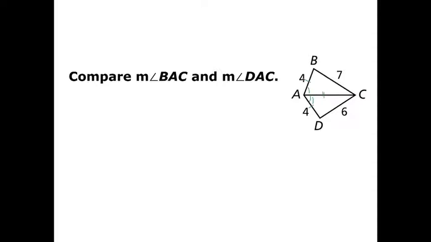So what I have in the first triangle is two sets of sides that are congruent to two sets of sides in the second triangle, and I'm focusing on the two included angles, in this case angle BAC and angle DAC. So what I do is I look opposite those angles. Opposite the BAC angle is a side of length 7, and opposite the DAC angle is a side of length 6. Since 7 is bigger than 6, I know that the angle that the 7 is opposite, BAC, has to be the bigger angle. BAC will be the bigger angle because opposite that angle is the bigger side.